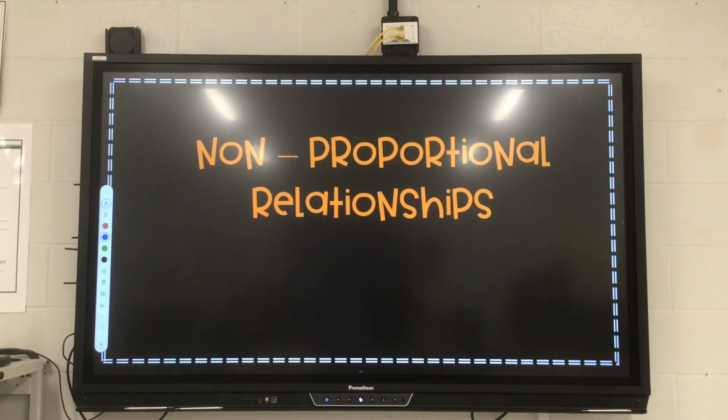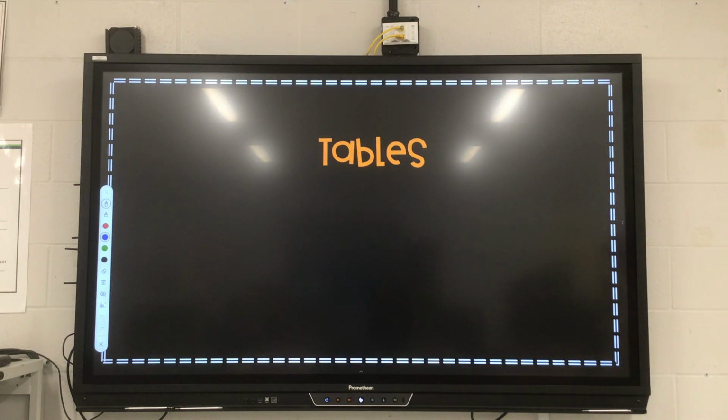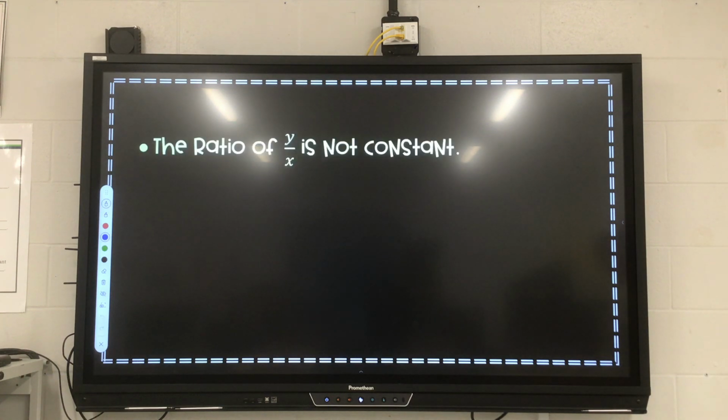Okay, today we're doing non-proportional relationships. I'm combining two lessons into one. So we did tables one day and graphs today, actually. So we're going to do non-proportional relationships. And we did tables yesterday.